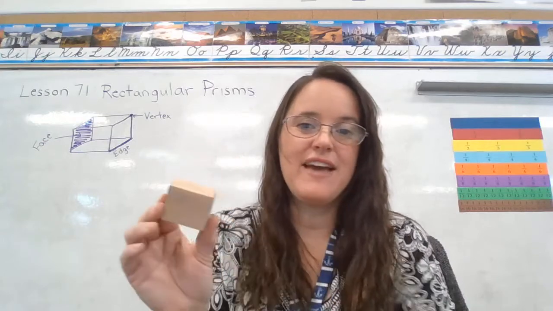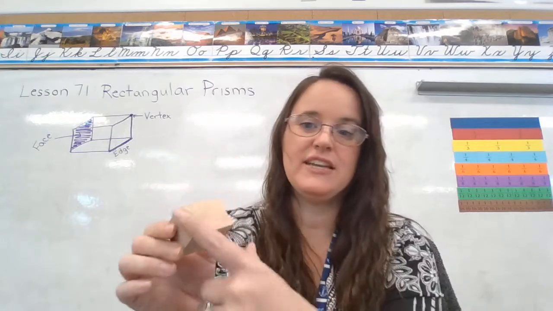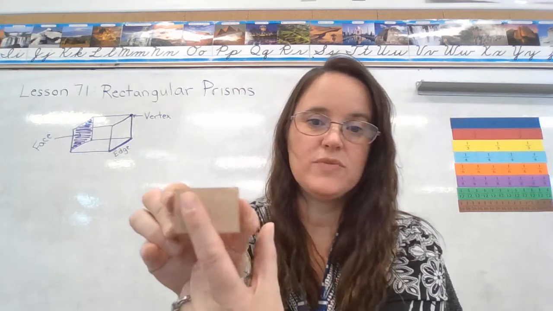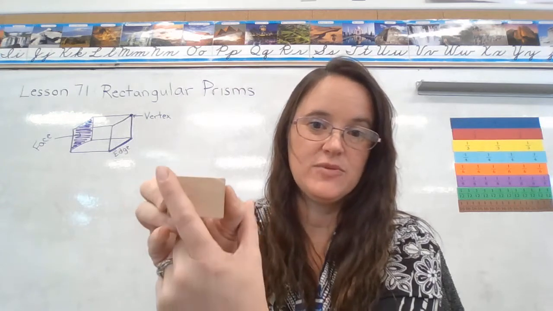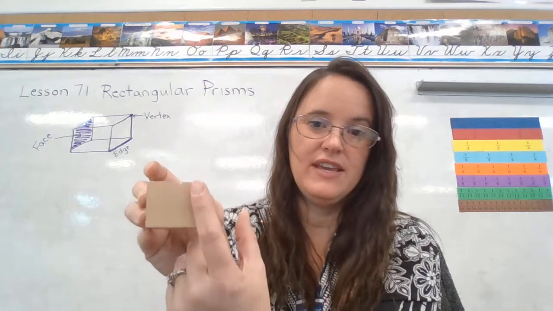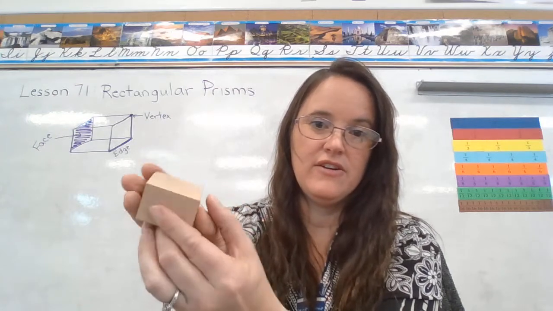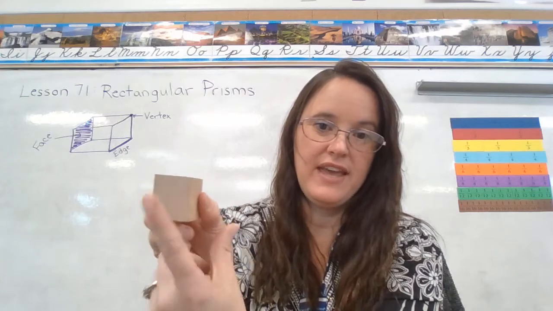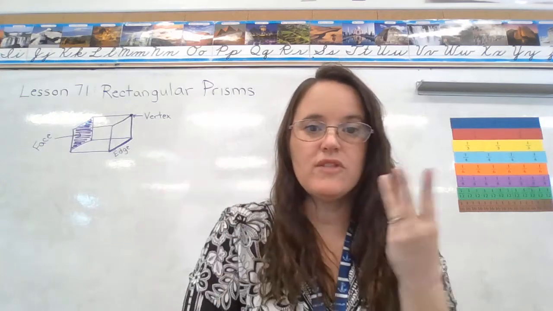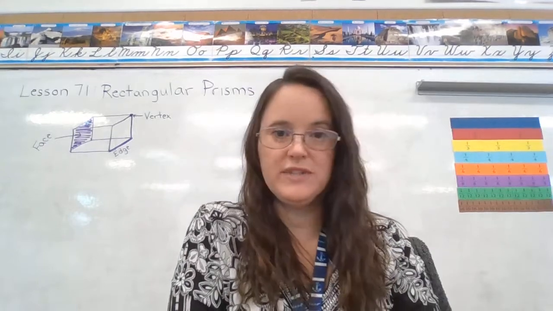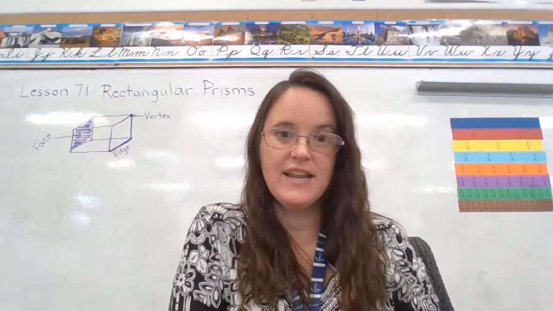And then finally we have the face of the rectangular prism. So this rectangular shape, that whole thing is called a face. So we have a face here, here, here, here, and then we have faces on the ends as well. So those are the three vocabulary words that you will need to know with this lesson.